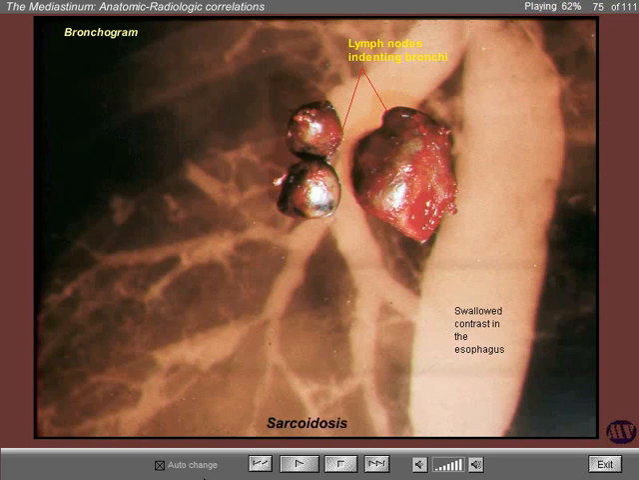Enlarged nodes can obstruct, can deform, can compress the tracheobronchial tree. And in children, because of the small caliber of the airway and the softness of its wall, often atelectasis is a result of enlarged juxtabronchial lymph nodes.